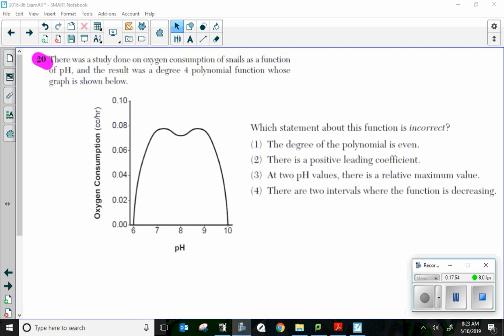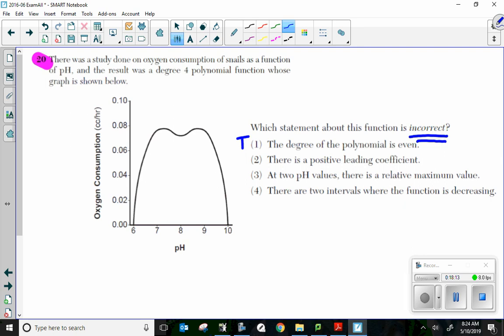Okay, we have this here. I have this graph. It's nice. Okay, it kind of goes up, down, up, back down. So it starts down and ends up down. So which statement about this function is incorrect? Okay, so 3 are going to be true. 1 is going to be false. We want the one that's false. The degree of the polynomial is even.